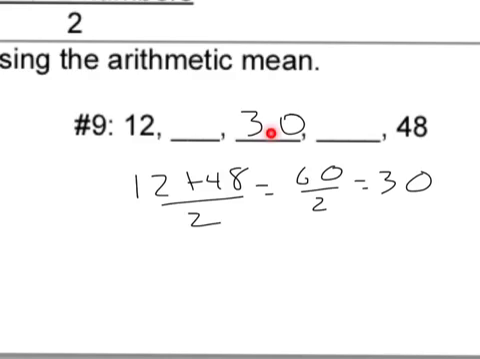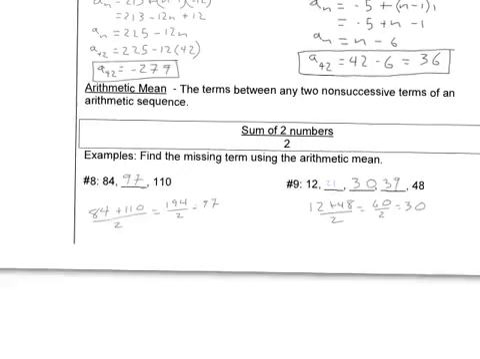Okay, well, I'm going to kind of just do this out loud. 30 plus 12 is 42, and 42 divided by 2 is 21. 30 plus 48 is 78, and 78 divided by 2 is 39. And that's all there is to it. And that's it for 11-1.